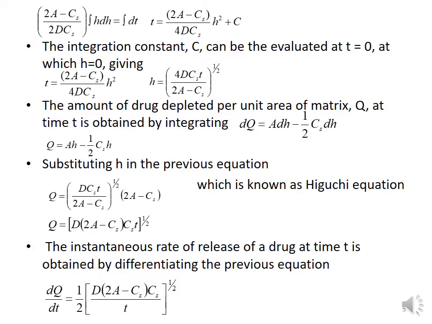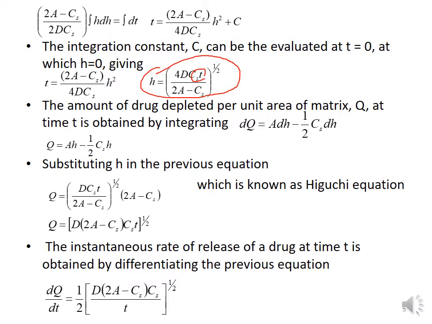After integration of the previous equation and evaluation of the constant C, the following equation is obtained. This is a relationship between the thickness of the empty membrane and time. The equation shows that the thickness of the empty matrix increases with the increase in the square root of time.